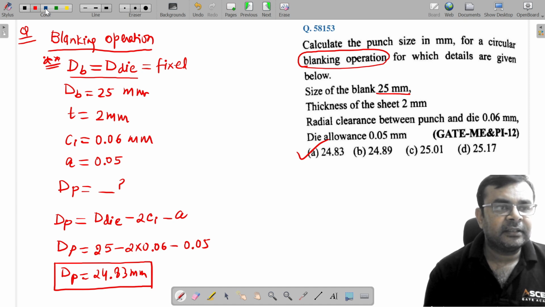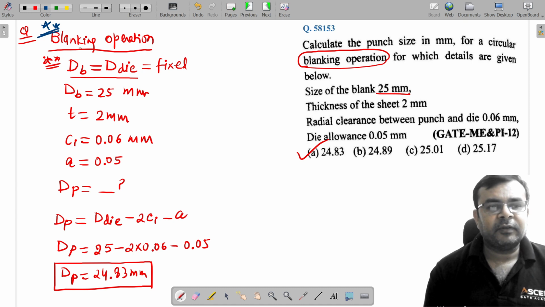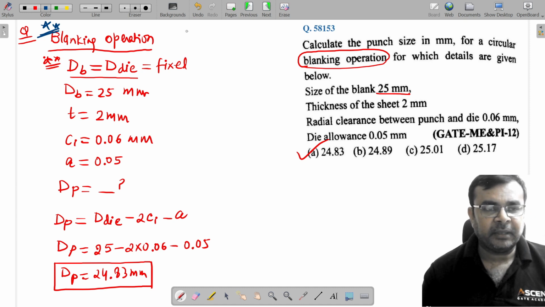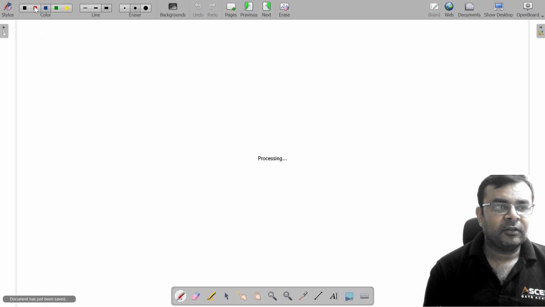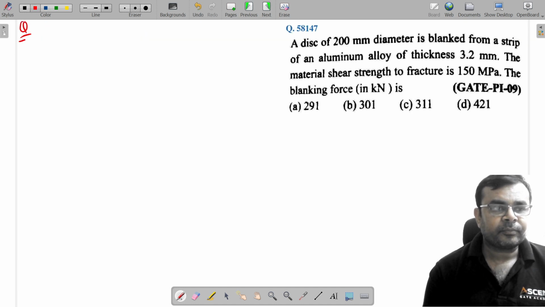So you can see here, this is the key point. Whenever you get a question like this, first find whether the operation belongs to blanking or punching. Is it clear? Okay, so let's see another question.